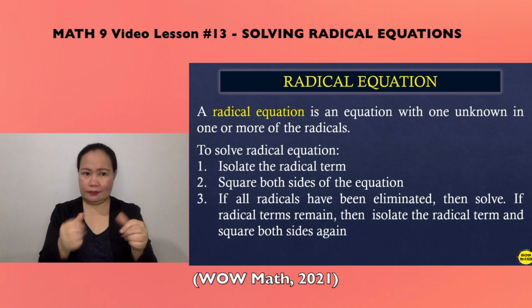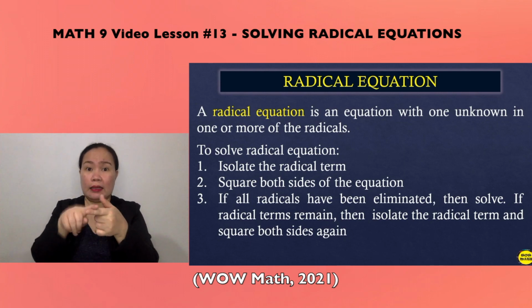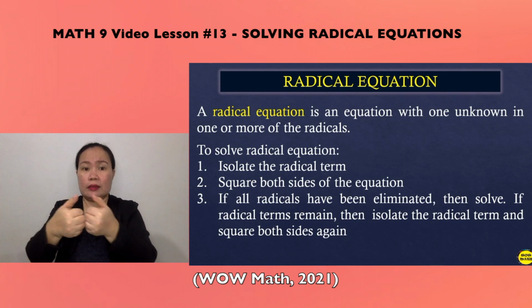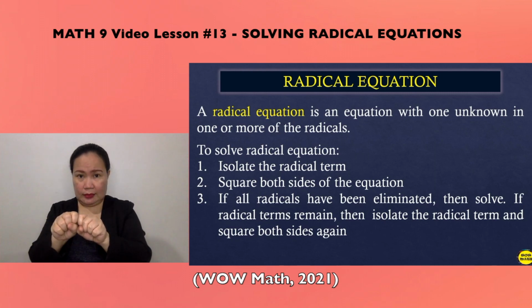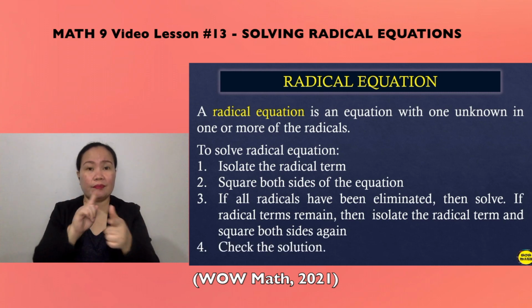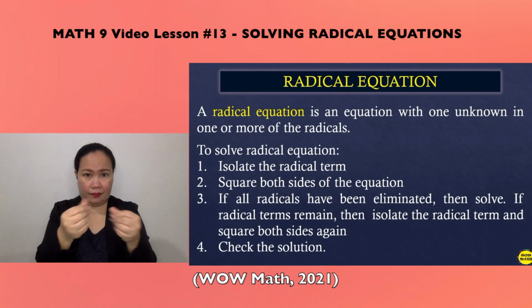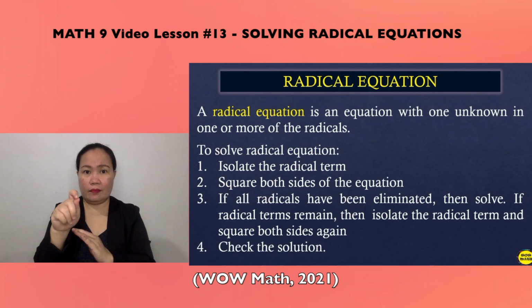If radical terms remain, then balik tayo sa step number 1, i-isolate natin yung radical term, and then square natin both sides. And after that, i-check natin yung nakuha nating value ng x or yung solution natin. Kasi baka mamaya hindi sila equal.